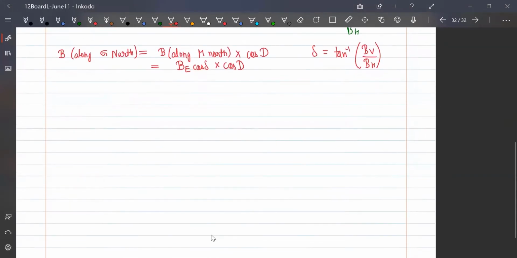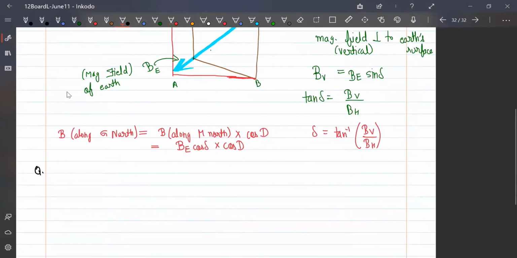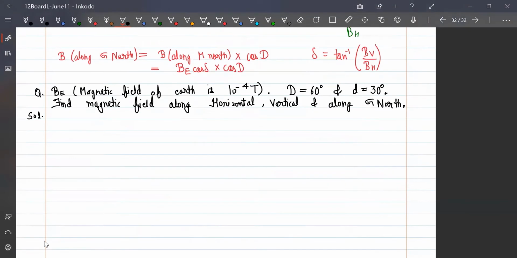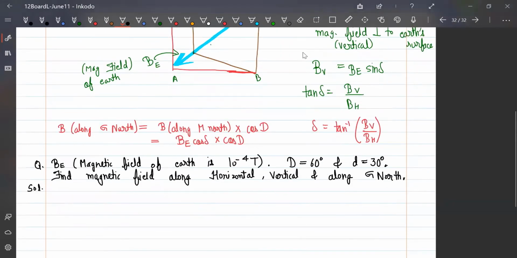Let's do some questions now. Sir, I am noting. Okay, okay. Sir, small d is delta, right? Small d is your delta. That is the angle of dip.